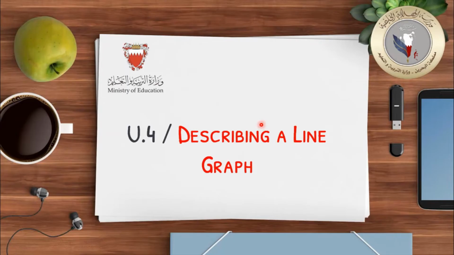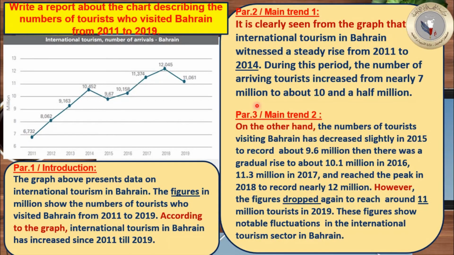Then we go forward to number 4, writing number 4, which is describing a line graph. In fact, a line graph is one of the topics that requires a high wit and a high intelligence from the students to deal with such a topic. First of all, you have to be a good observer. You have the ability to classify and analyze the line in front of you in a professional way.